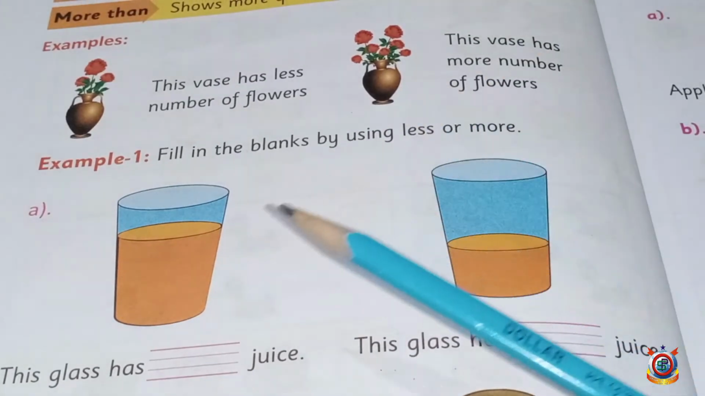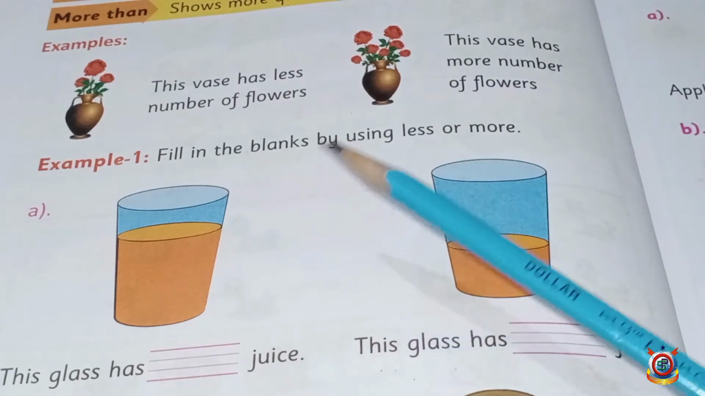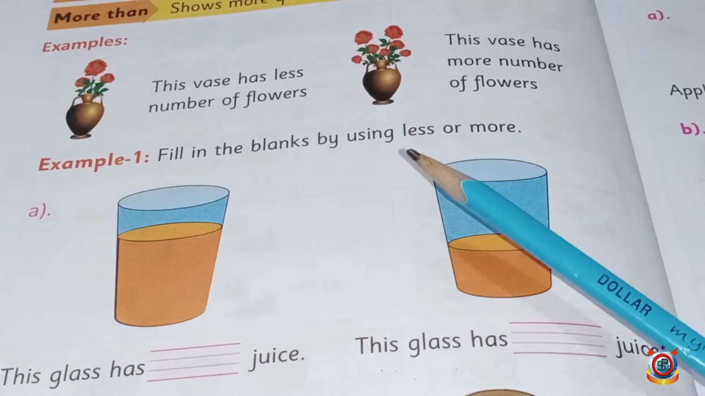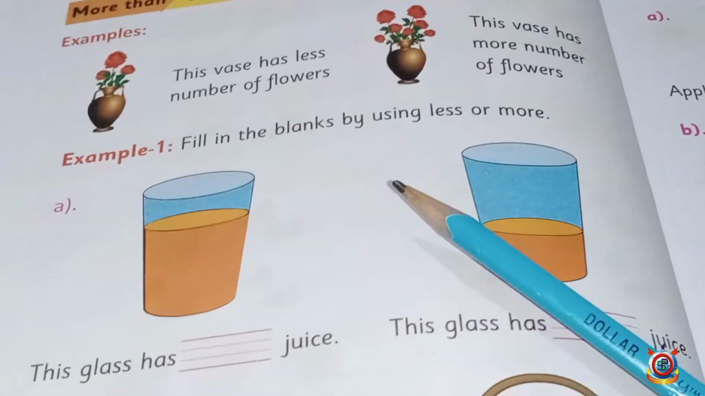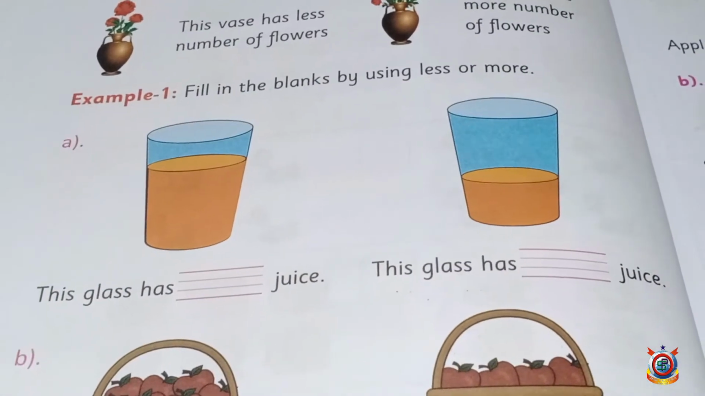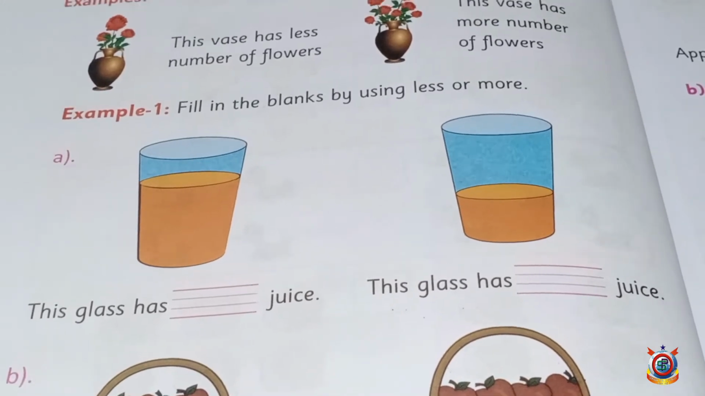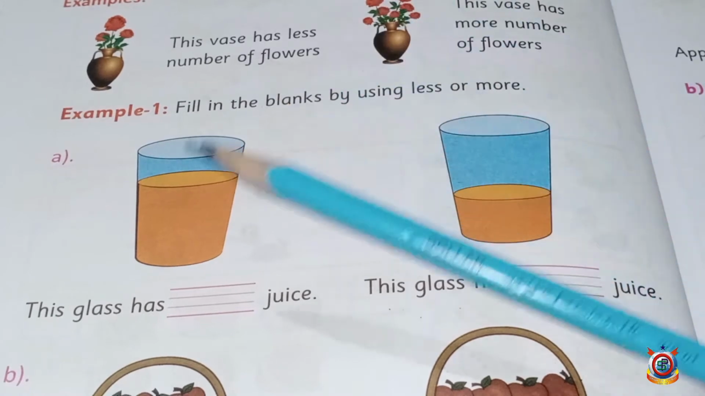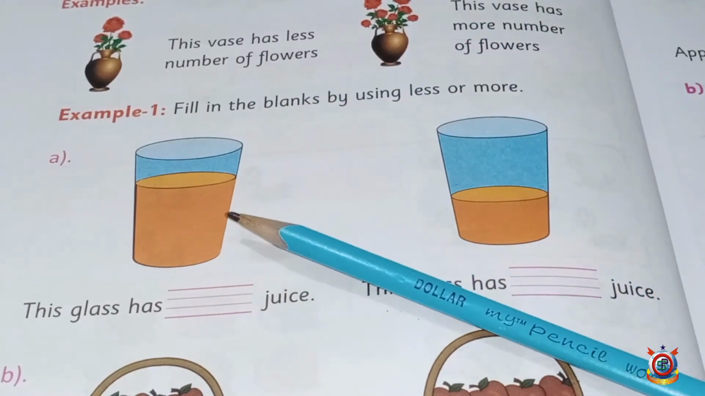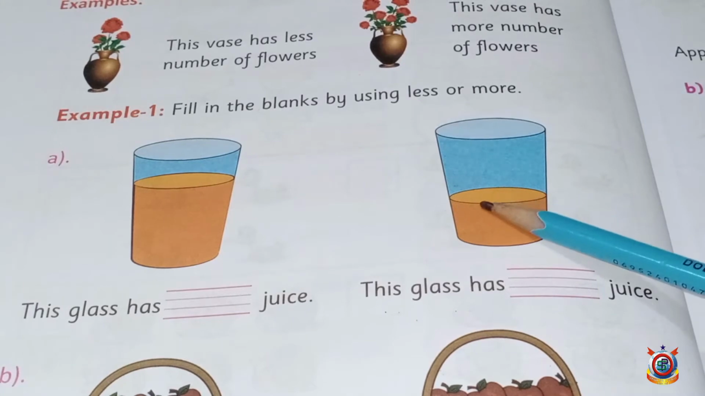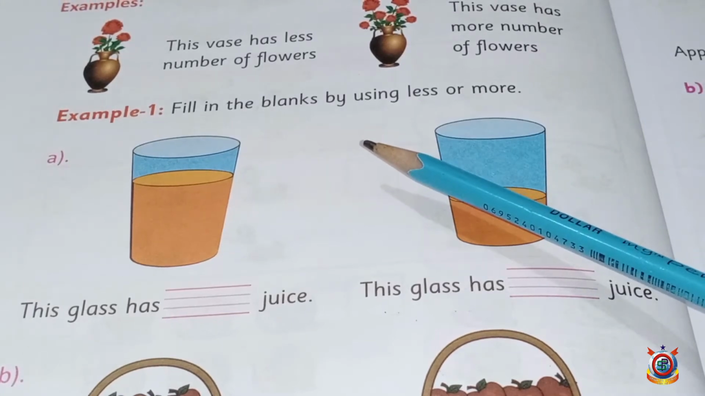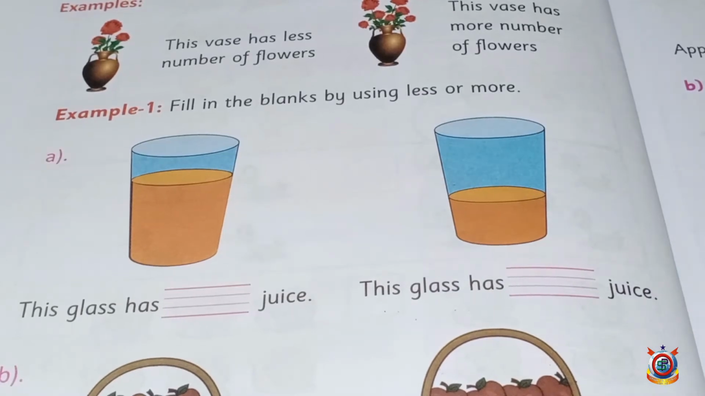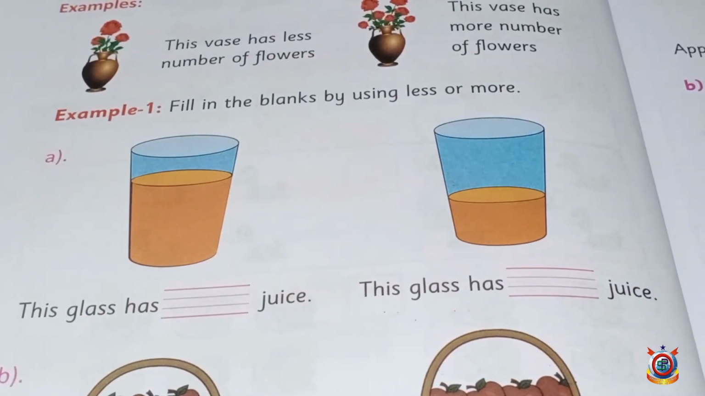What is example 1? Fill in the blanks by using less or more. We have to write less or more over here. Here you are having two glasses of juice. A is more. It is more in quantity and this is less in quantity. Okay, you can see students, very good.